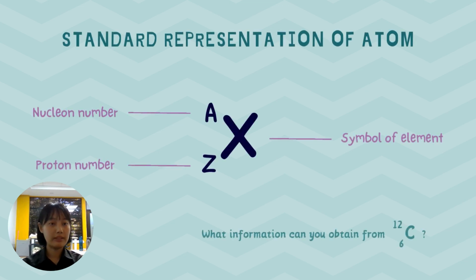Next, let us look at the standard representation of an atom. The largest X represents the symbol of the element. The A at the top left represents the nuclear number of the element, while the proton number is represented by the letter Z at the bottom left of X. Now, let's look at this question. What information can you obtain from this representation of an atom? C is the symbol of carbon. The top left number 12 is the nuclear number of carbon, and 6 is the proton number of carbon.